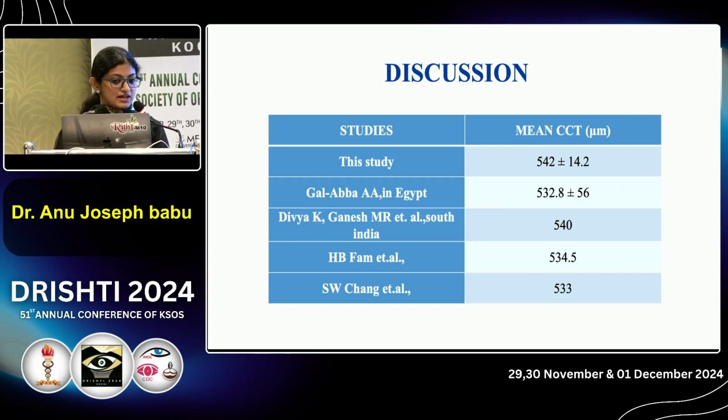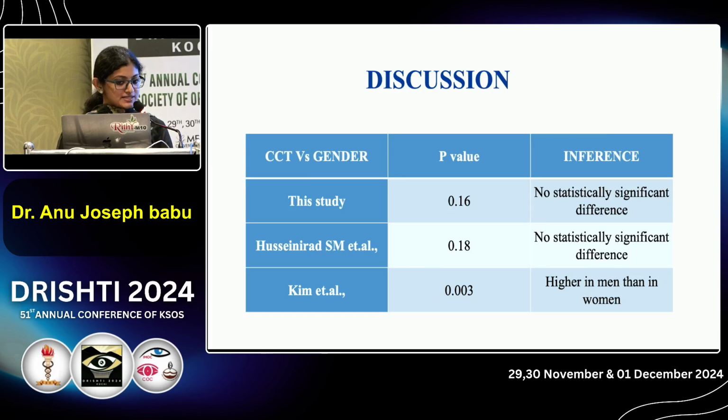Coming to discussion, in our study the mean CCT was 542 plus or minus 14.2 micrometer, and similar studies conducted by Galappa, Divya K, Ganesh MR in South India, SB Pham et al. and SW Chang also got similar mean CCT values. Comparing CCT versus gender, in our study we found that there was no statistically significant difference, and a similar study done by Hussainad also shows no statistically significant difference. But a study done by Kim et al. in China found a higher CCT in men than in women with a significant p-value of 0.003.